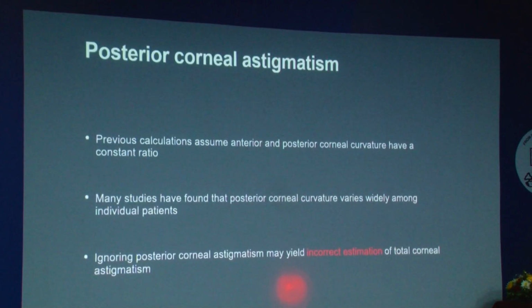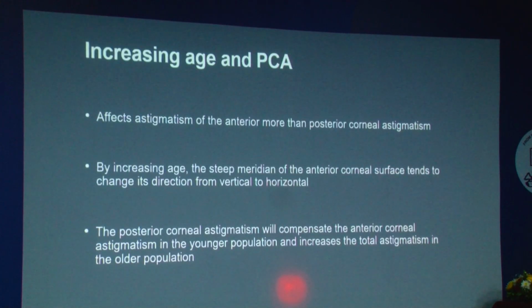Posterior corneal astigmatism. In previous calculations, we assumed anterior and posterior corneal curvatures have a constant ratio. Many studies have found that posterior corneal curvatures vary widely among individual patients. Ignoring posterior corneal astigmatism may yield an incorrect estimation of total corneal astigmatism. This has already been covered earlier by previous speakers, but I will quickly recap that increasing age and the posterior corneal astigmatism have a correlation. It affects astigmatism of the anterior more than posterior corneal astigmatism.